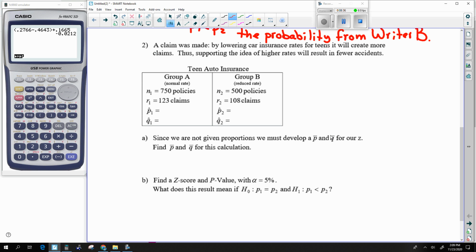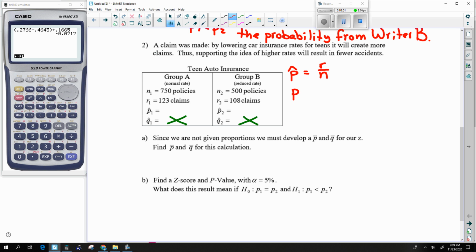Okay, here we are looking for a hypothesis test. So one thing that we don't need in this situation is these Q hats, so we're kind of off the hook as far as that goes. Again, things that you do need to know: you need to know a P hat. P hat, again, is R divided by N.